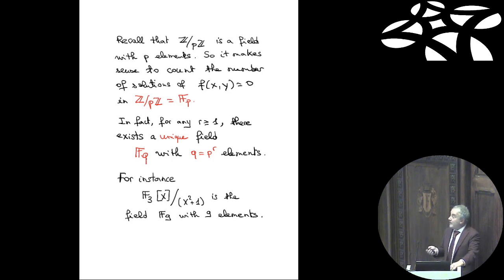It has 9 elements. There are many ways to check that, but it's a vector space of dimension 2 over the field F3. A vector space of dimension n over a field with q elements has q to the n elements. Just think in terms of a basis. If it's of dimension n, an element of this object is determined by n coefficients, and for each coefficient, you have exactly q possibilities, so you have q to the n elements.